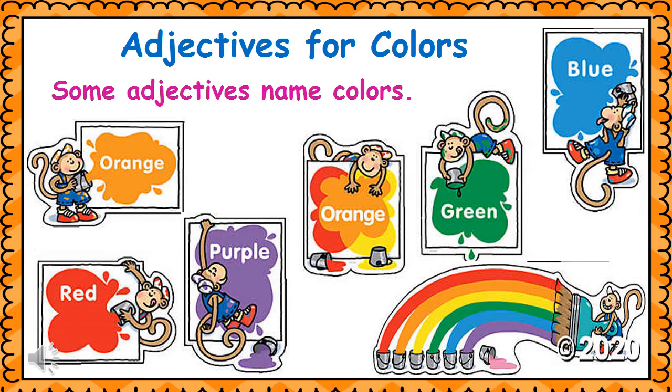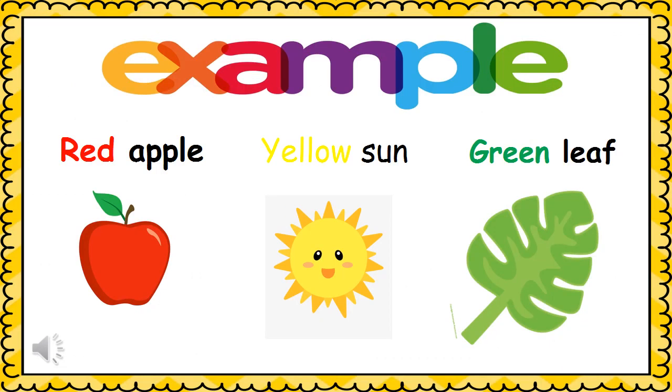Now in this slide we're going to talk about the adjectives for colors only. All the colors are considered as adjectives when they describe a noun. Red, orange, purple, green, blue, yellow, and all the other colors. We have some examples here. Red apple. What is the adjective here? Red. Red is a color describing the apple.